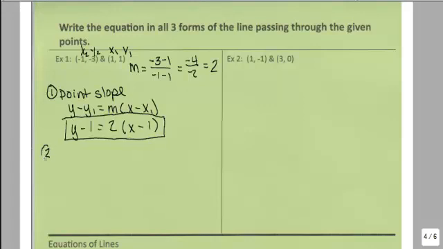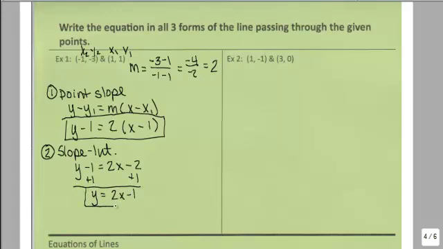My second one would be slope-intercept. So I'm going to distribute this 2 to the x and the 2 to the -1. So that would give me y minus 1 equals 2 times x is 2x, and 2 times -1 is -2. And then I'm going to add 1 to both sides. So that gives me y equals 2x minus 1. And there's my slope-intercept form.